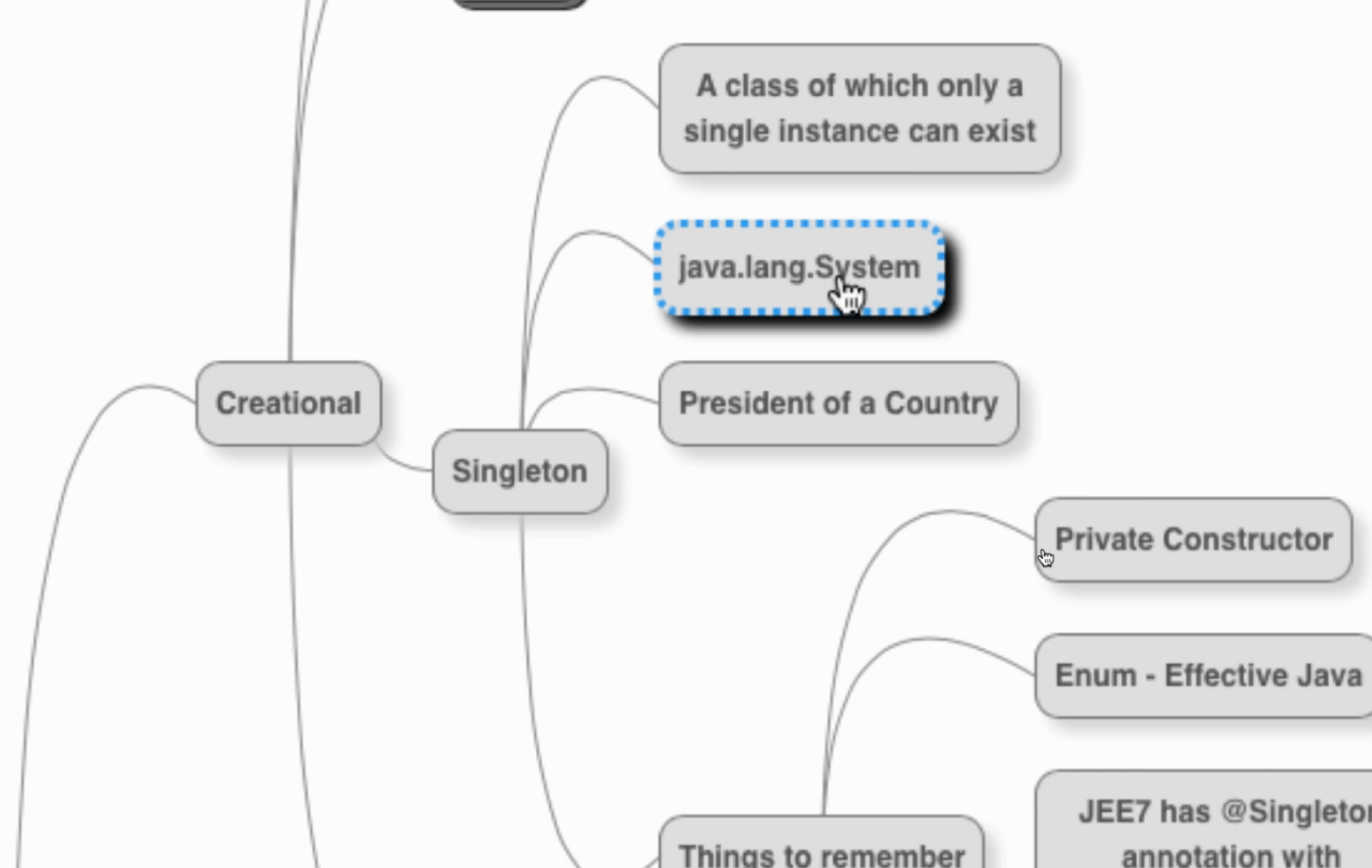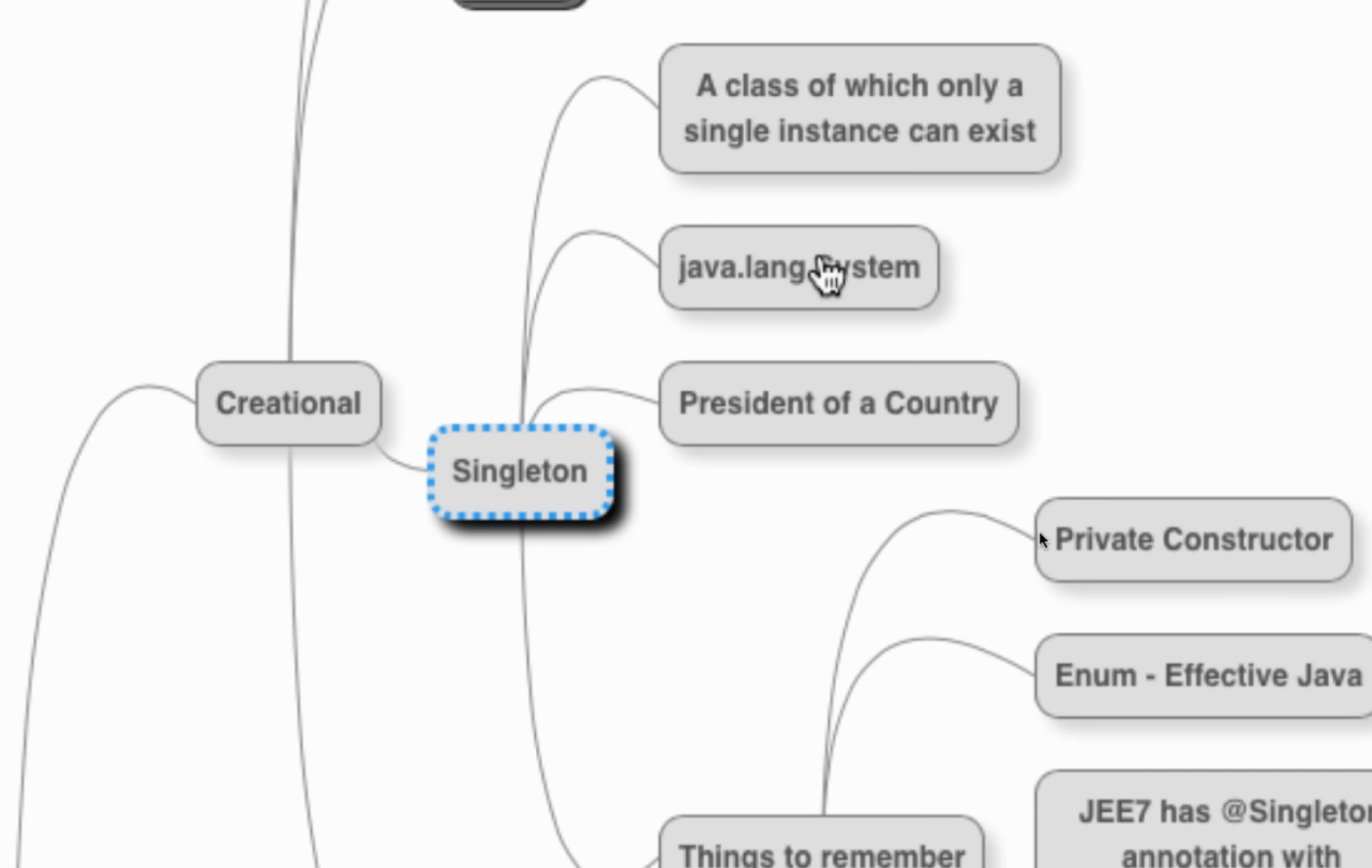I mean, if you look at Java, the System class is a good example of a singleton. A Java JVM would run only on one system. So System should be a singleton. You cannot have multiple systems. So this is a very good example of a singleton. So singleton is something which there can only be one instance of.